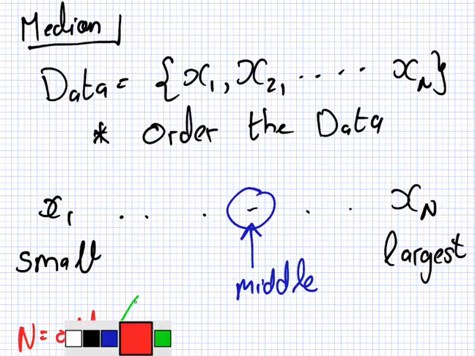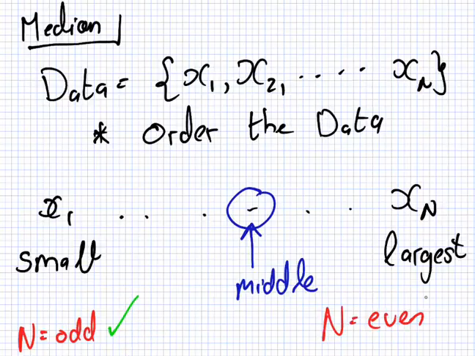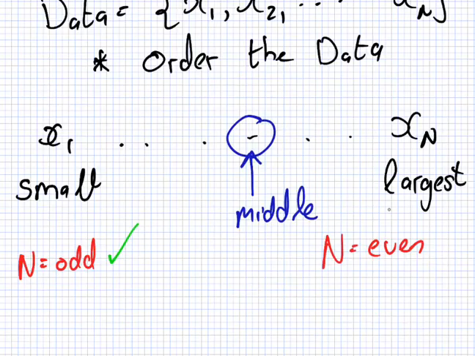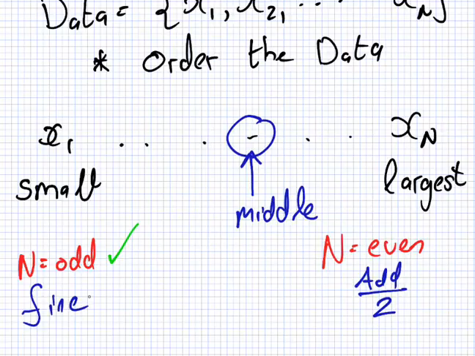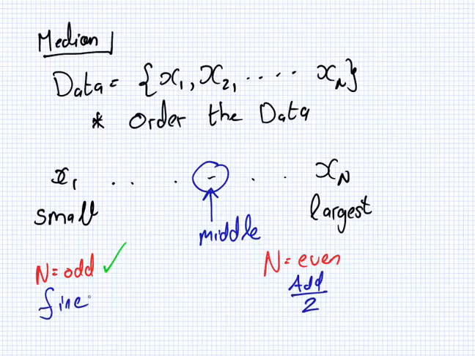Yeah. Now, if they're even, you just have to do something. So, just a little thing. For example, if you have 4 numbers, the middle is the second and the third number. So you add them together and divide by 2, if they're even. You add the 2 numbers and you divide them by 2.